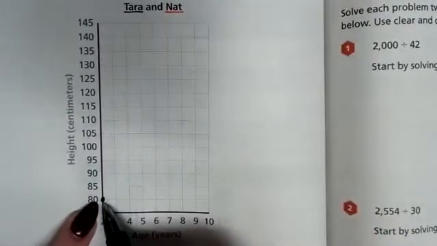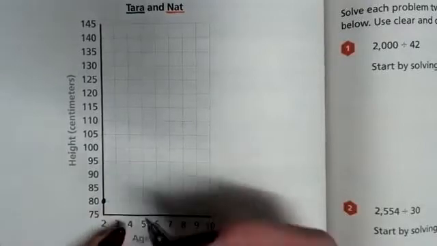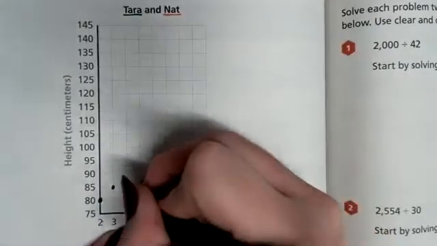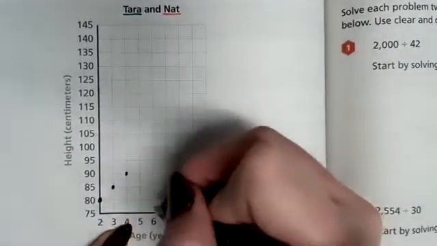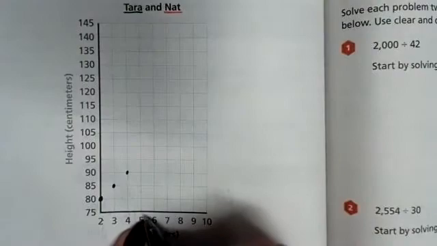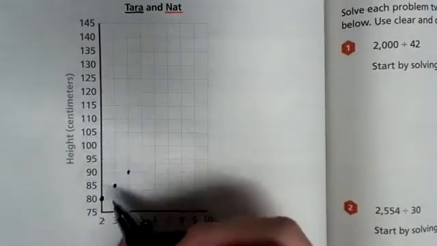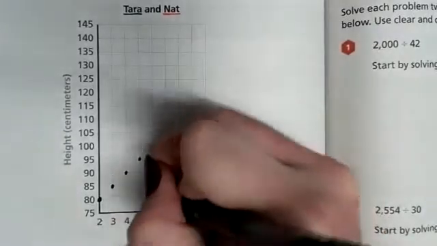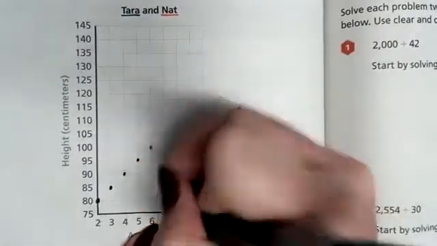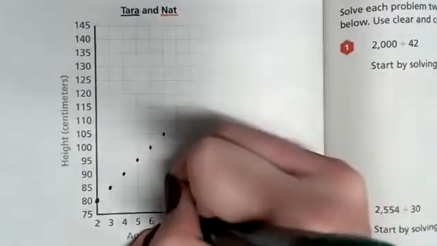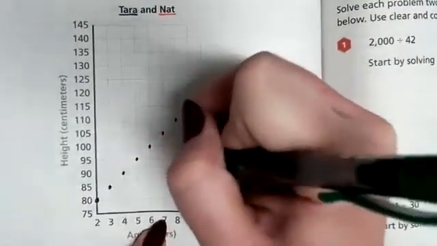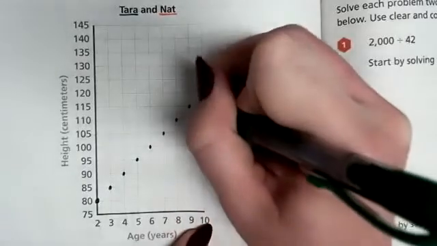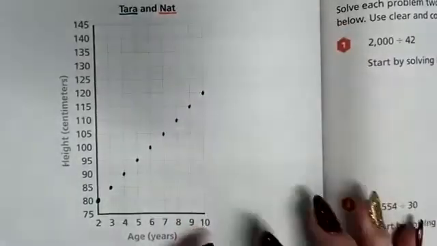So if I started at 80, then next year is going to be 85, right? So at 3, she's 85. At 4, she's 90. So each time I'm going 1 year over, and then I'm going up by 5 centimeters, okay? At 5, she's 95. At 6, she's 100, 7, 105, 8, 110, 9, 115, and 10, 120, okay?